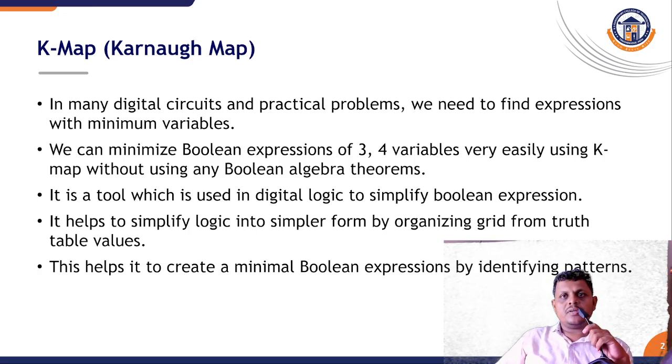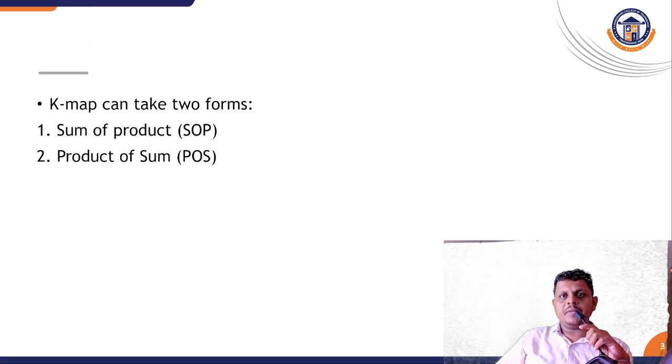Next, K map can be obtained in two forms. First one is SOP form. SOP means sum of product. The second one is POS. POS means product of sum. Let us discuss them one by one.